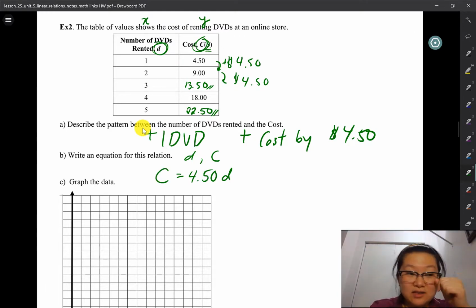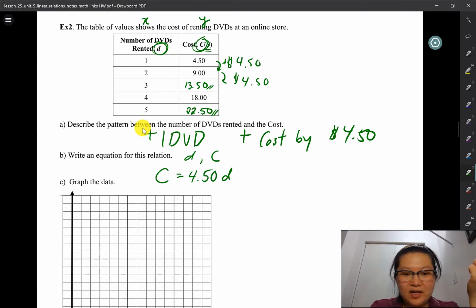We can even try this. If we rent 0 DVDs, we should not have to pay anything. If I put 0 for D, 0 times anything is 0. My cost is 0. That checks out. If D is 1, 1 times 4.50 is 4.50, 2, etc. So it looks like it's going to work out.